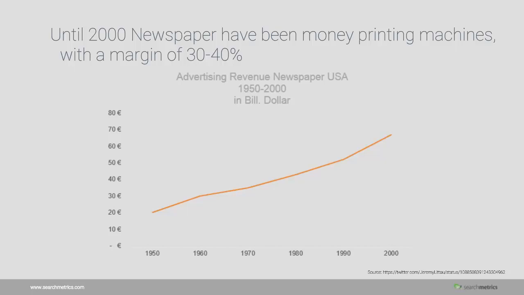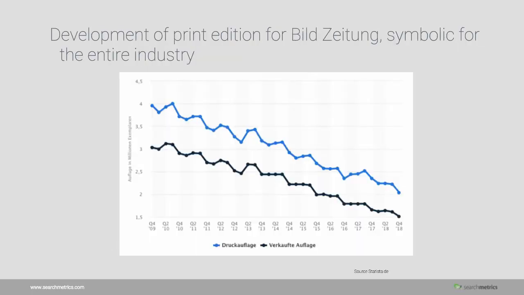And the funny thing with this is that they had a margin of between 30 and 40%. Can you imagine, if you sit on a revenue budget of $1 billion, that you keep 40% of it as a margin? That's crazy. It's just insane.